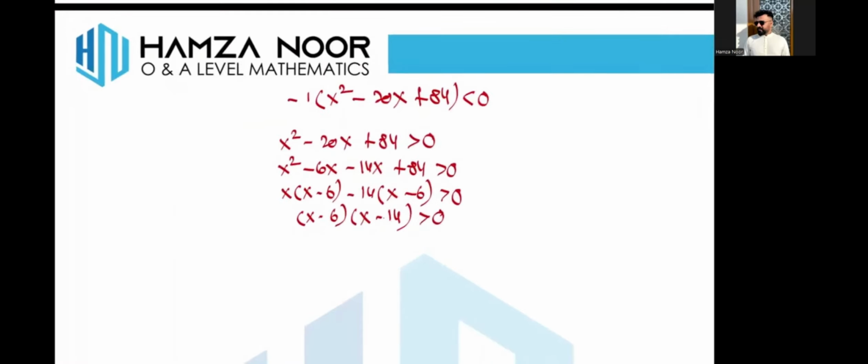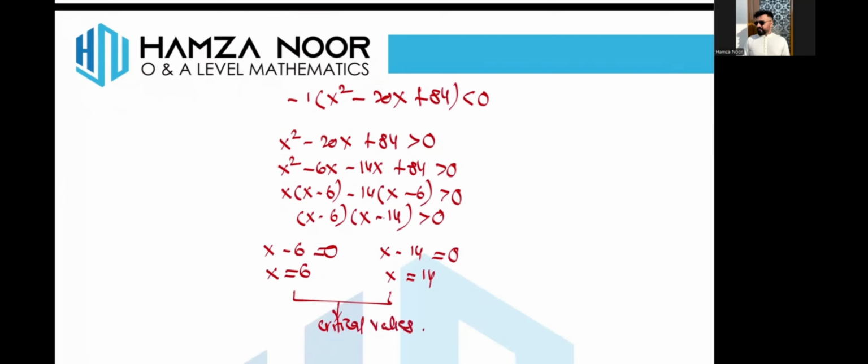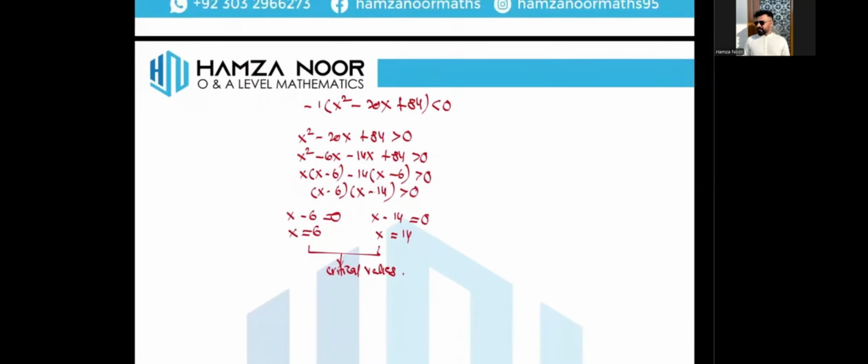So I'm going to equate both of the factors with 0. So x minus 6 is equal to 0 and x is equal to 6. In the same way, x minus 14 is equated with 0, so x is equal to 14. These are the critical values of x, because we are solving a quadratic inequality over here. So we are going to locate them.